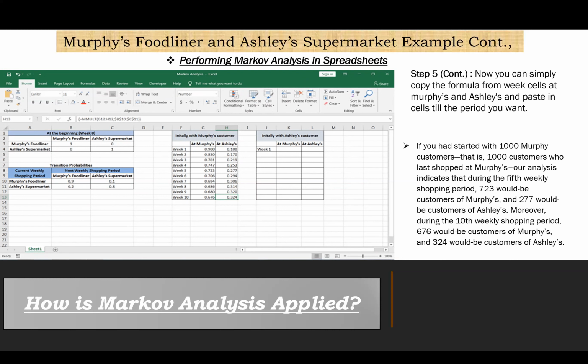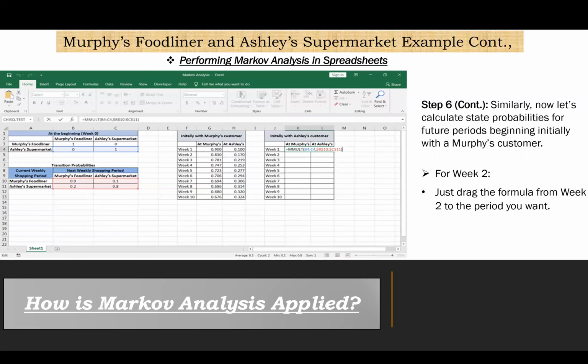Similarly, now let's calculate the state probabilities for future periods, beginning initially with Murphy's customers, for example, for week 1. You can see here we're just doing the same process for Ashley's. We continue forward now for week 2 by just dragging the formula from week 2 to the period you want.